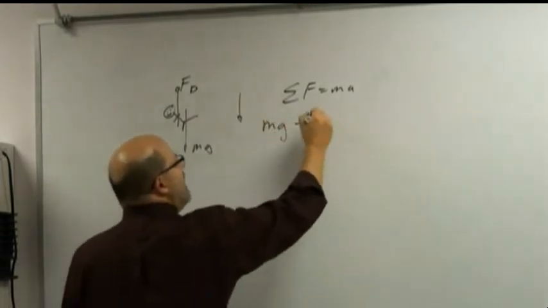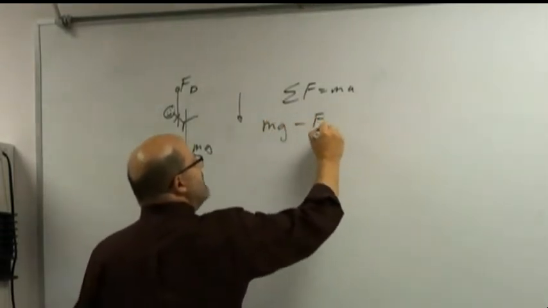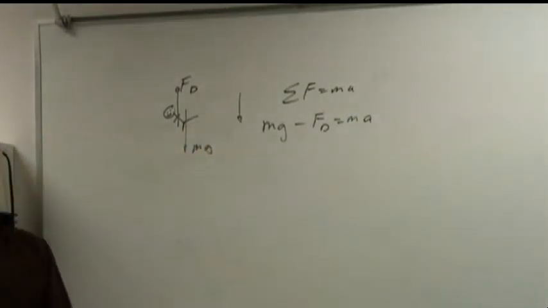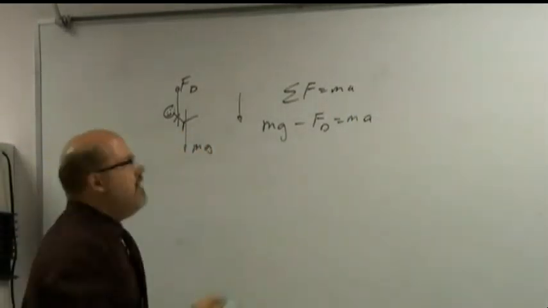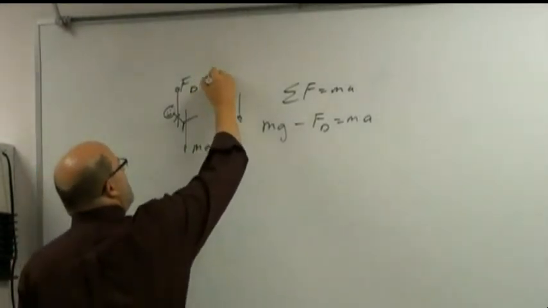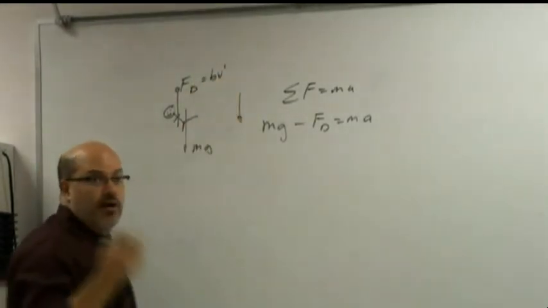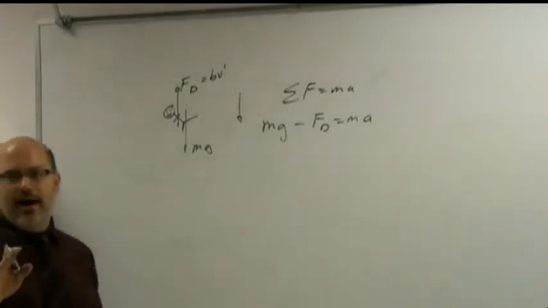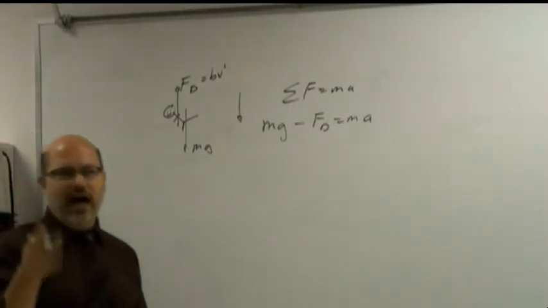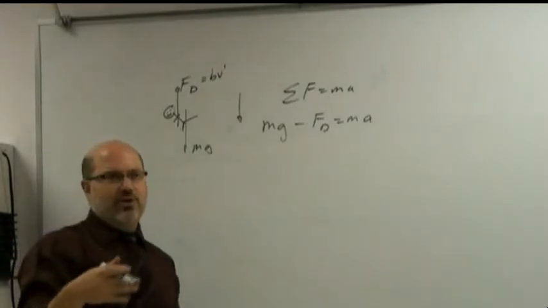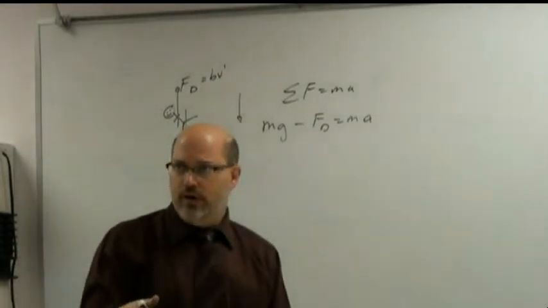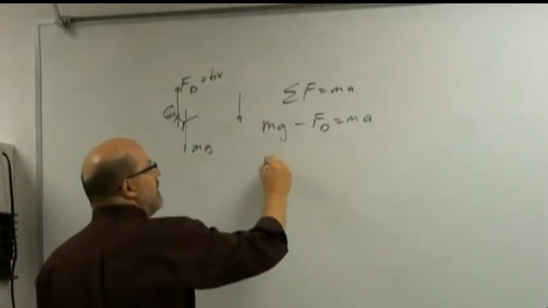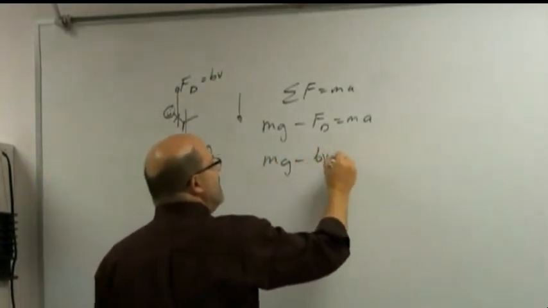mg minus F_D equals ma. Now, I believe if this is bv to the 1 power, I think you can solve it with calculus. If it's bv squared, I don't think it's possible for us to solve it with the knowledge that you have in calculus yet. So I'm going to try and solve it this way, and we'll see what we get. mg minus bv equals ma.